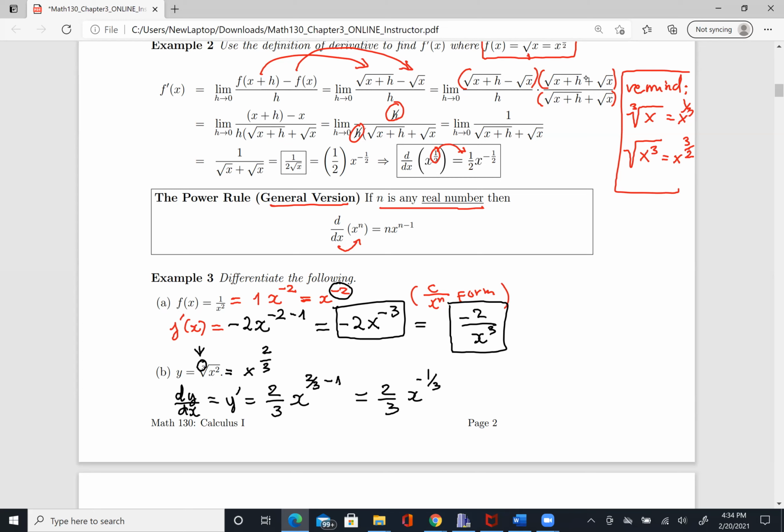And you know what? If you want to convert it back to the radical form, firstly you need to write it as 2/3 times x power -1/3, right? And now you can convert it to 2/3 over cube root of x. So either this way or this way, I will still accept it as an answer.